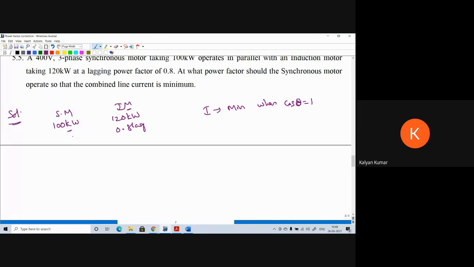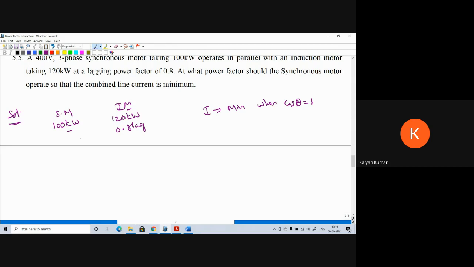So for the net power factor to be 1, at what power factor should the synchronous motor operate? That is the question. At what power factor should the synchronous motor operate? That we need to find out.